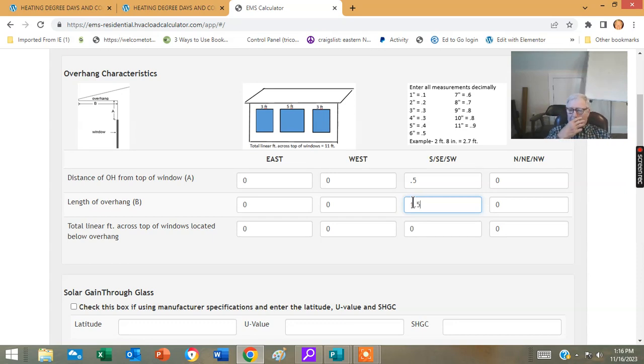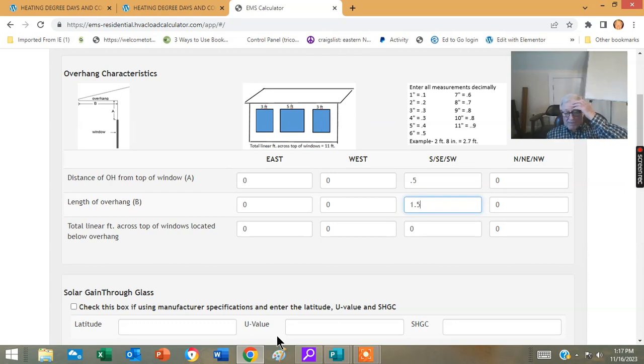1.5 feet. All right. Now I don't have to put anything over here because the window's all shaded anyways. Right now, just leave it. If it was facing northeast or northwest, I would put that in there. All right, the third question is what's the total linear feet across the top of the windows located below the overhang? You see this picture up here. It's asking you what is this length? This total length from here to here and plus from here to here plus from here to here. In this case, it's 3 feet plus 5 feet is 8 feet plus 3 more feet would be 11 feet will be the total length under the overhang.